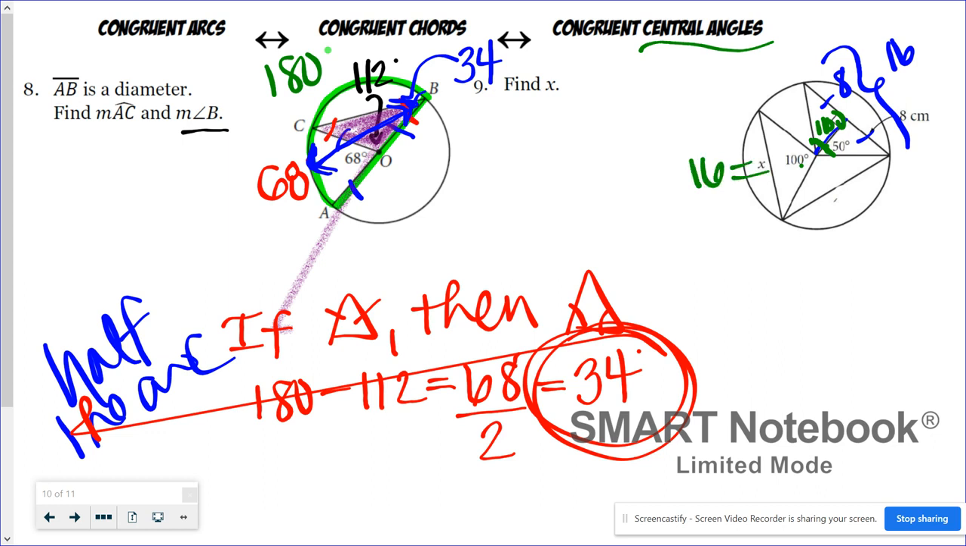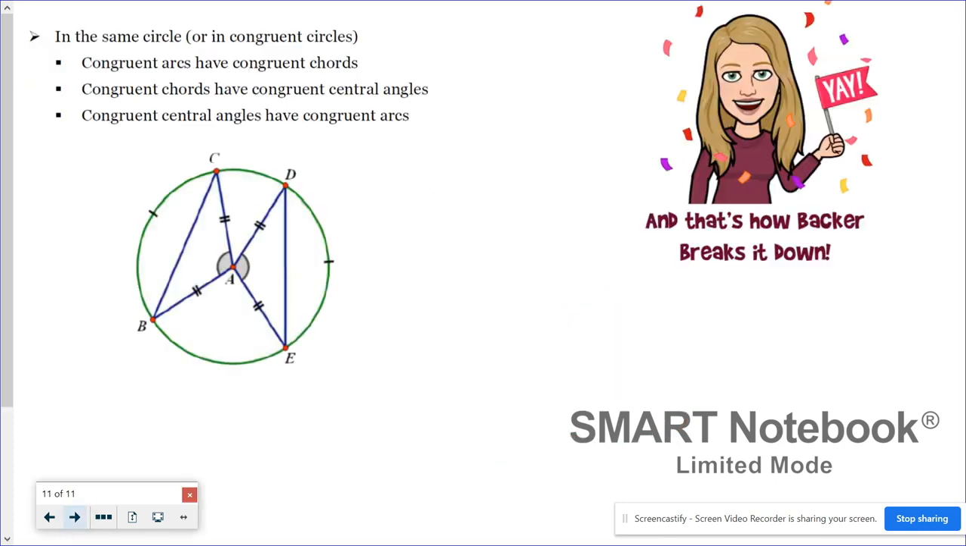So that's our congruent arc, congruent chord, congruent central angle conjecture. Congruent arcs have congruent chords and congruent central angles, and congruent central angles have congruent arcs. And that's how Becker breaks it down.